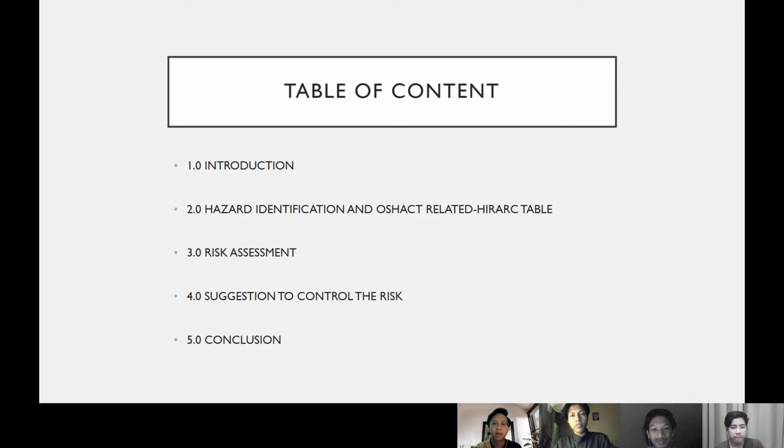Okay, this is the table of contents. First of all, we have the introduction. After that, hazard identification and the related hierarchy table. Number three, we have risk assessment. Number four, suggestions to control the risk. And number five, the last one, is the conclusion.